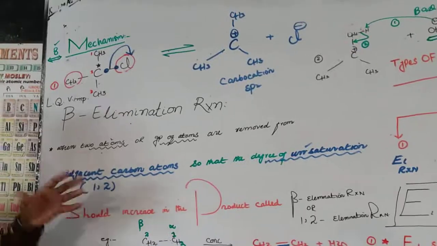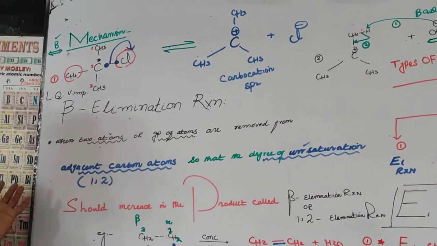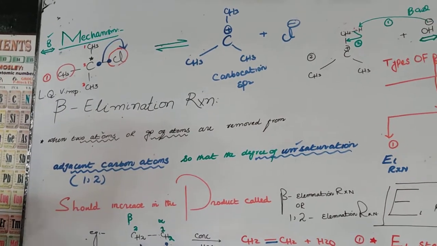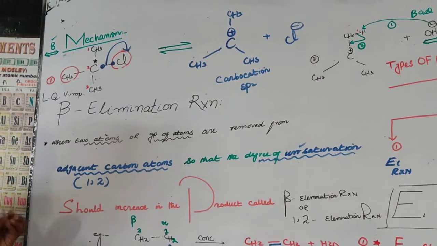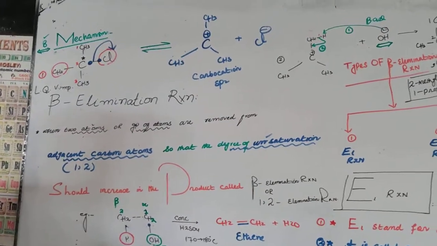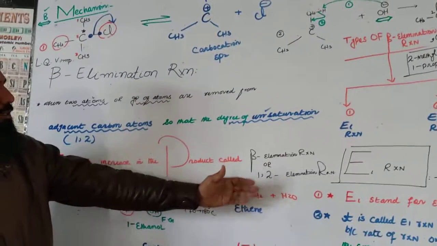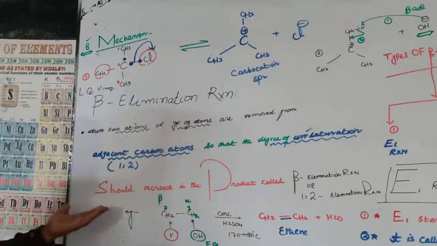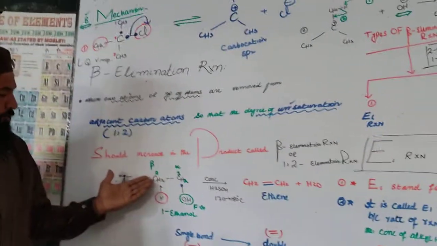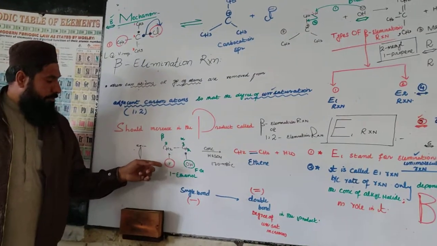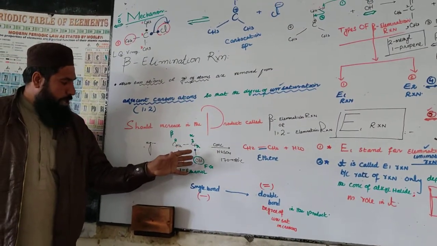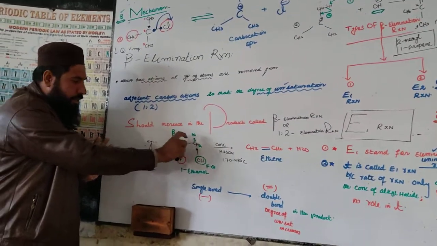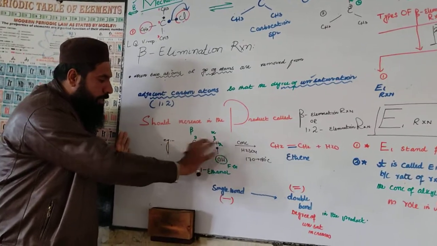When two atoms or groups of atoms are removed from the adjacent carbon atoms such that the unsaturation increases during the process, this is called beta elimination, or a 1-2 elimination reaction. What happens in this reaction? Look at this: this is CH2 having one H, and this is also CH2 having OH. So these two groups, on the adjacent carbon atoms, are removed during the process.